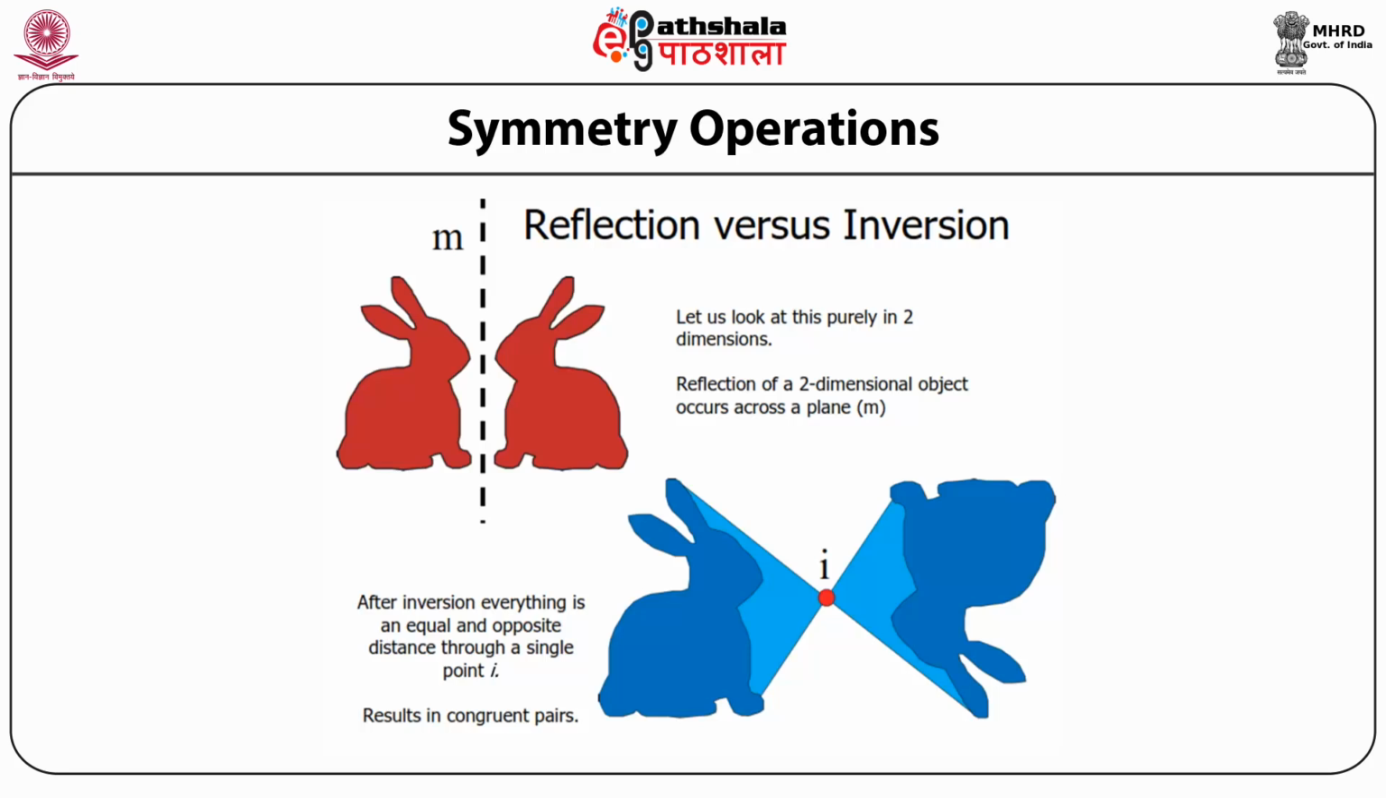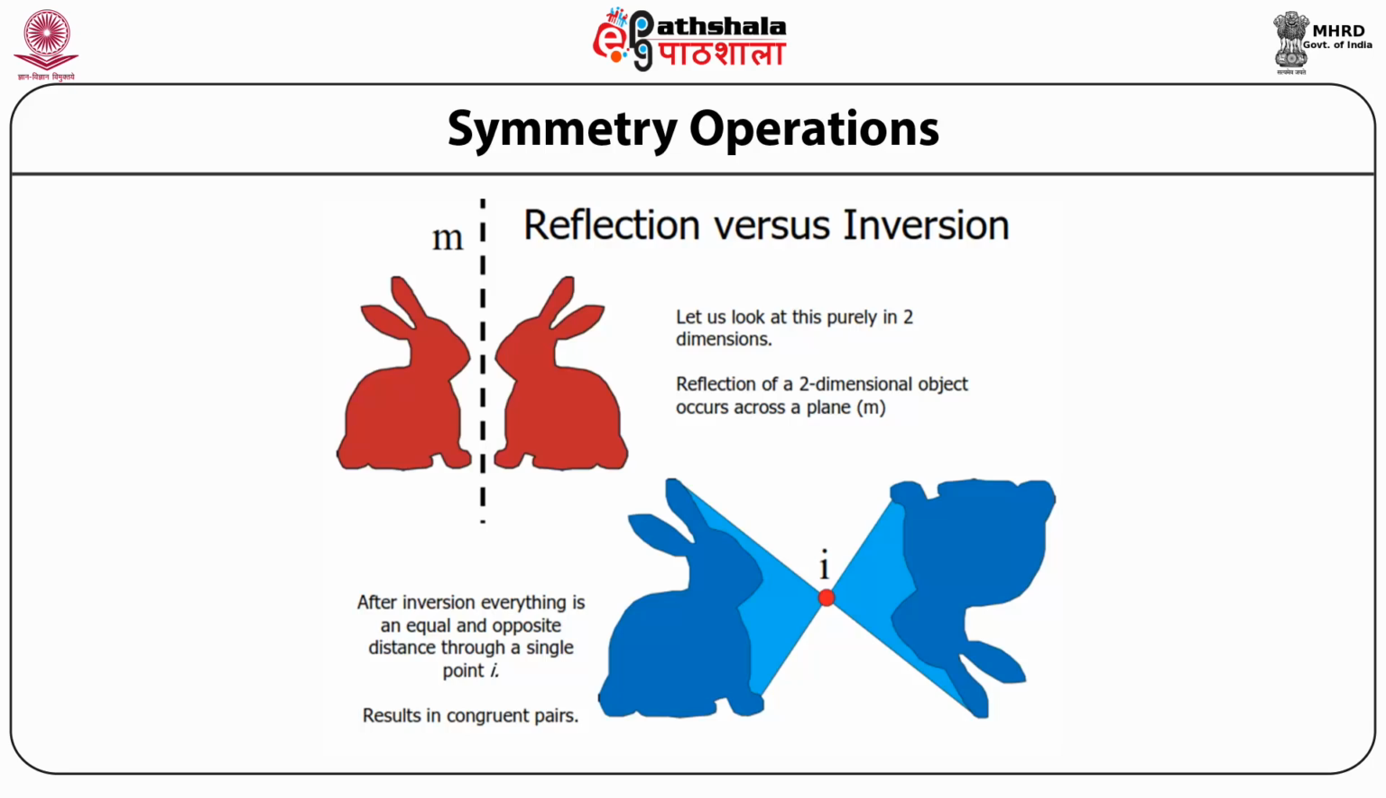You can see there is a rabbit on the left hand side. You place a mirror in front of the rabbit and you can see the reflection of the rabbit. So that is how reflection symmetry works. There is a plane involved here, and this is a reflection across this plane. In inversion symmetry, after inversion, everything is at an equal and opposite distance through a single point.